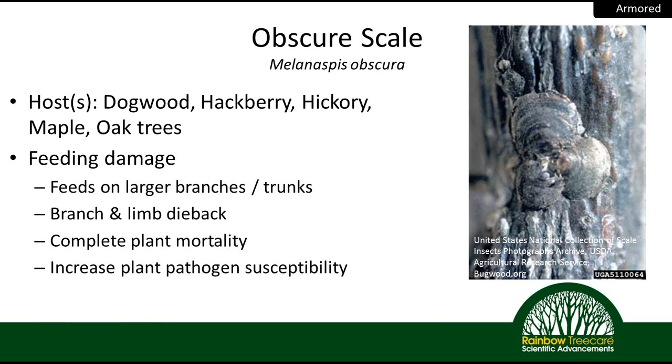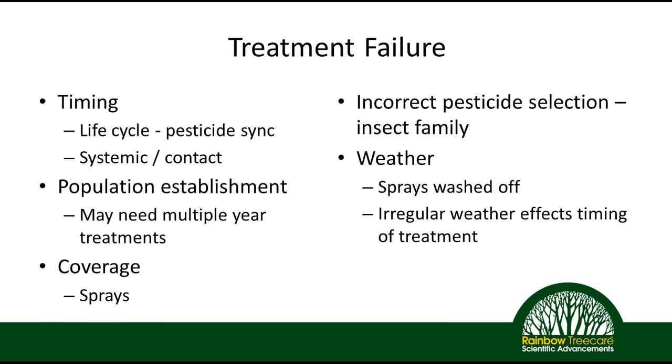And as you'll notice with obscure scale, and as the name indicates, it's very hard to see on plants. So that's another major reason why the scale can ramp up its population very, very quickly: many people cannot see the scale because it blends in so well with the bark of these trees.